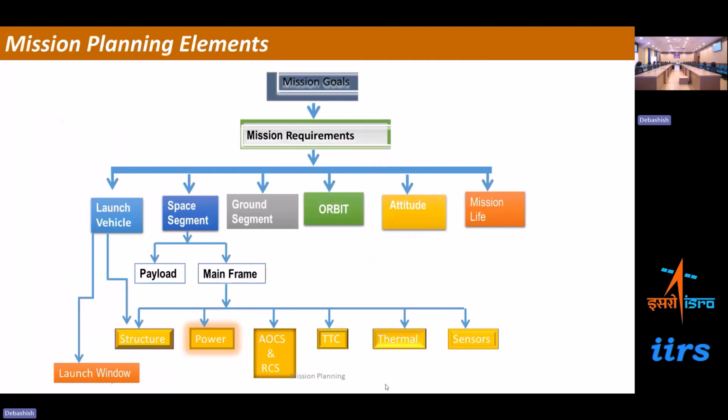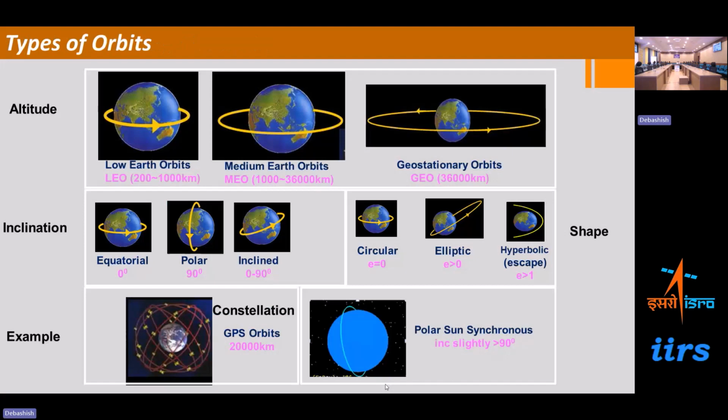Then followed by the orbit definition. For a particular satellite, what kind of orbit it should go. I'll talk about what all the possible orbits are. Then what kind of attitude? Attitude means orientation. What orientation the satellite should have to carry out the mission goals, followed by the mission life. So these are all the major elements which we need to form when we are designing a mission.